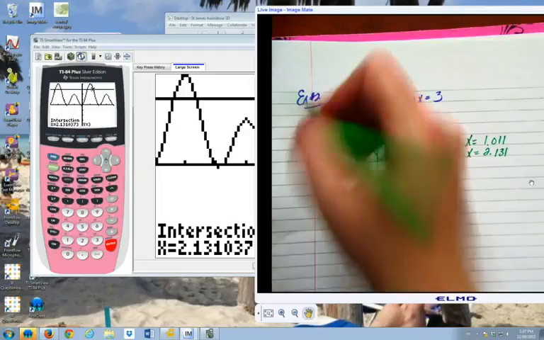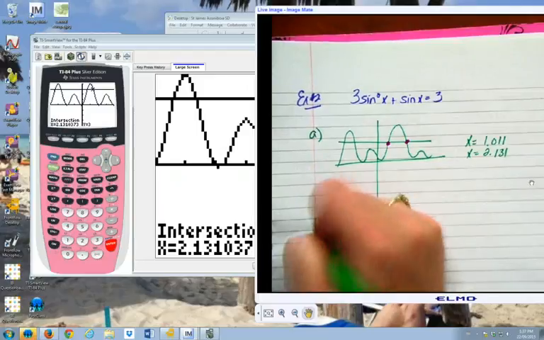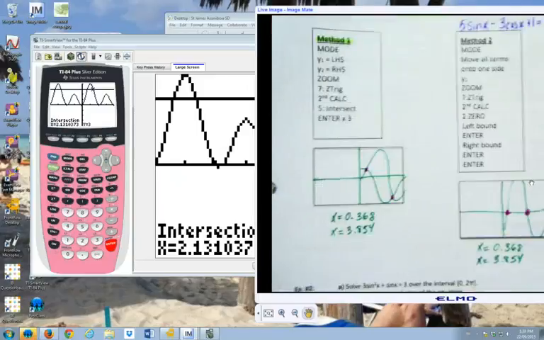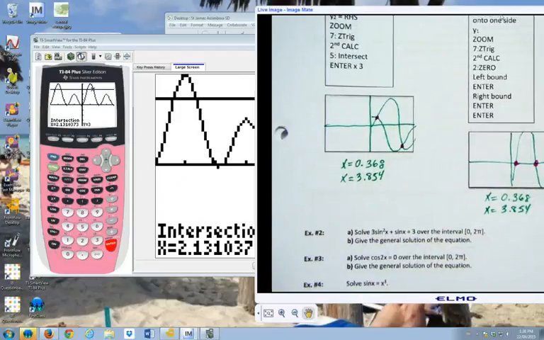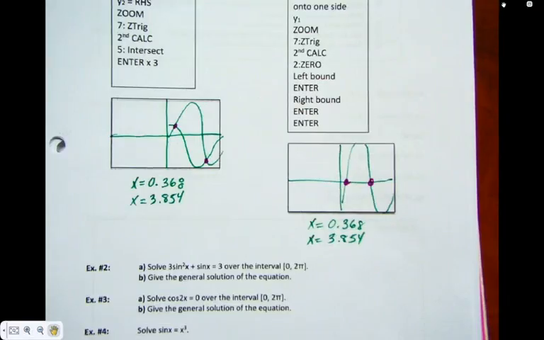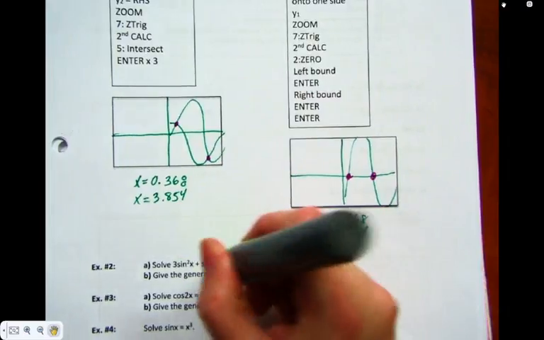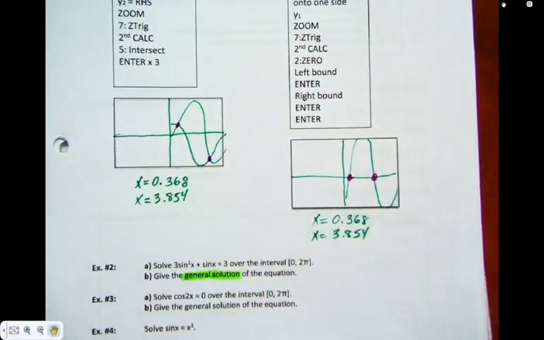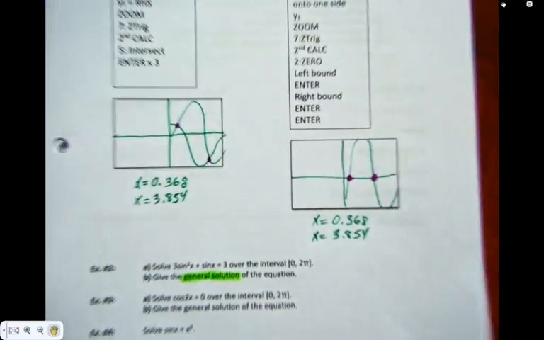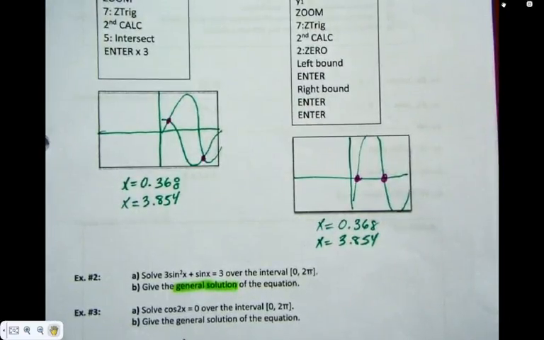Then there's this part B stuff. Would you like to shout out or highlight or tell me maybe a key word or a key phrase that we've seen before? Oh, and more than just solution? General, where did we see that before? Who can remember where we saw that before? Coterminal, high five, coterminal angles. That's what the question is really asking for. It's saying, give me all the possible coterminal angles to the 2 answers you just found.